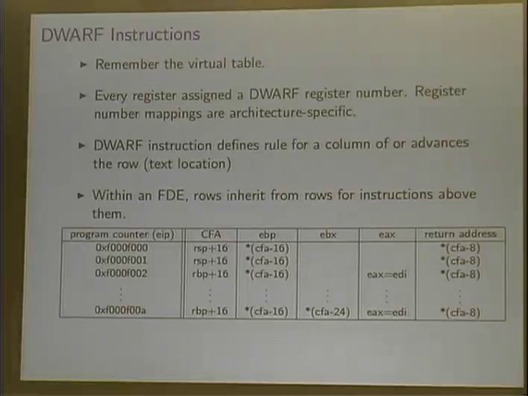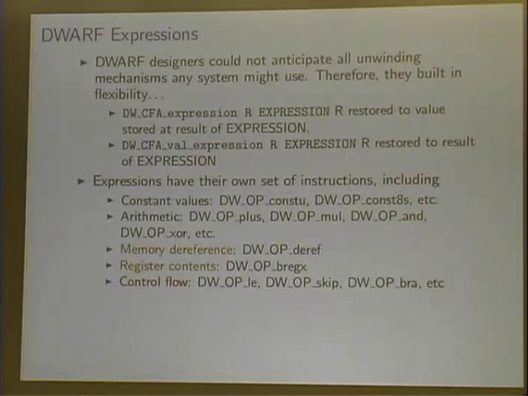So going back to our table, not all the columns necessarily correspond to hardware machine registers. For a given architecture, x86, x64, Sparc, there's a mapping between hardware registers and the columns in the table. Dwarf just numbers them registers 1 through however many you need. So each Dwarf instruction defines the rule for one column of the table, or as we said, advances the row. And rows inherit from the rows above them within a given FDE. So we saw that most registers are restored from another register or from a location on the stack.